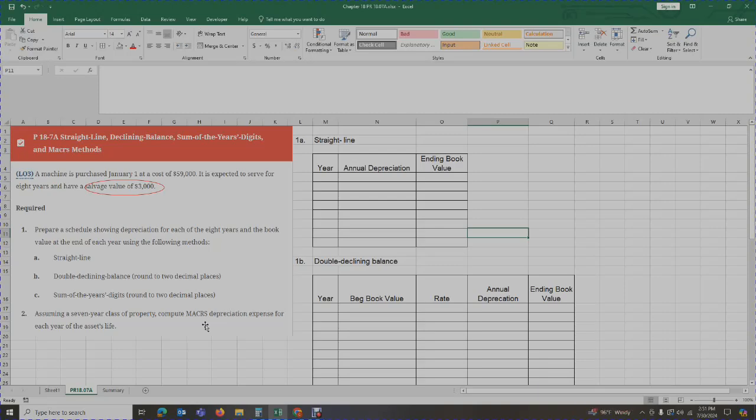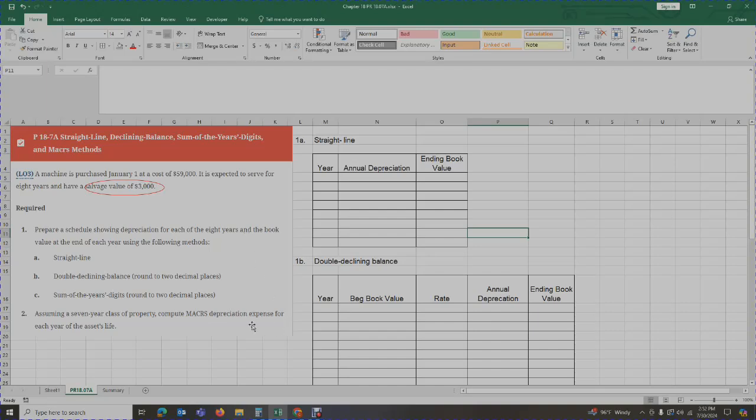that we have to take into consideration. Now, using the information provided, we are to prepare a schedule showing the depreciation for each of the 8 years and the book value at the end of each year using the following methods. Okay, we're going to start with the straight line, then we're going to do the double declining balance, and then the sum of year's digits, and then we are going to assume a 7-year class of property to compute the MACRS depreciation expense for each year of the asset's life.